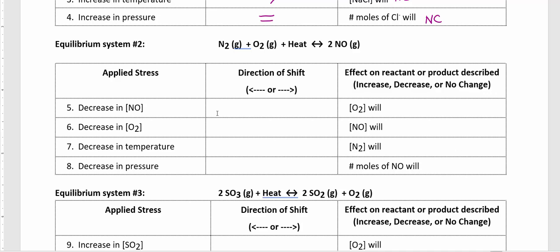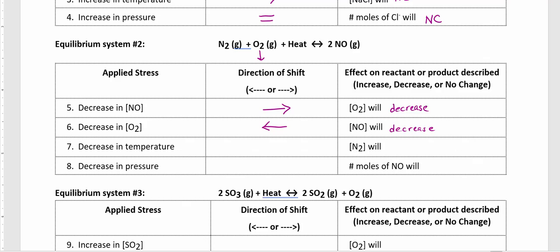So in this equilibrium system, if we decrease the concentration of the NO, we need to shift to replace that decrease. So the concentration of the O2 will decrease in order to increase that NO. If we decrease the concentration of O2, again, we shift towards a removal. So the concentration of the NO will decrease in order to compensate.